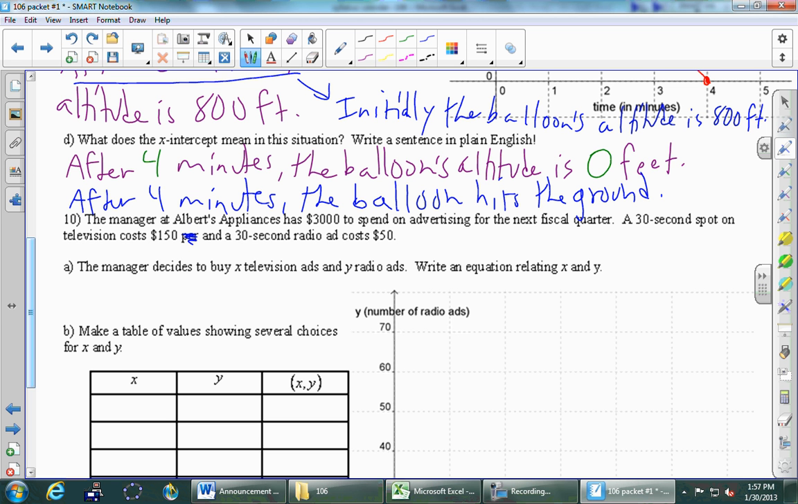So I give it to you with your neighbors. See if you can come up with some equation. It's going to have X, it's going to have Y, it's going to have 150, it's going to have 50, it's going to have 3,000. Very carefully and slowly, see if you can come up with some equation that relates all that stuff.